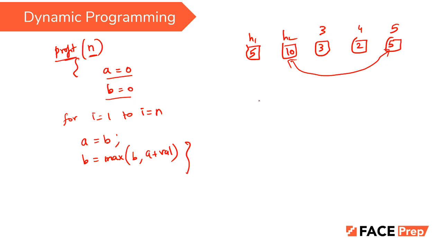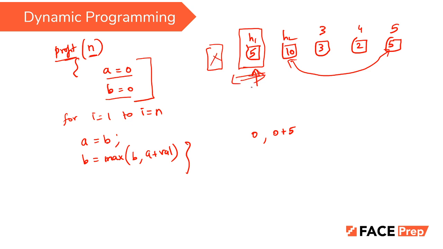So I am resetting these variables to 0. When I is equal to 1, which is when the house value is 5, I need to handle this condition, where the b value is anyway 0, and the a value is also 0 plus 5. So should I rob this house or not? Because the previous value is 0, I should rob this house. If I have only one house, will I rob it or not? I will rob it, and hence the answer till this point is 5.